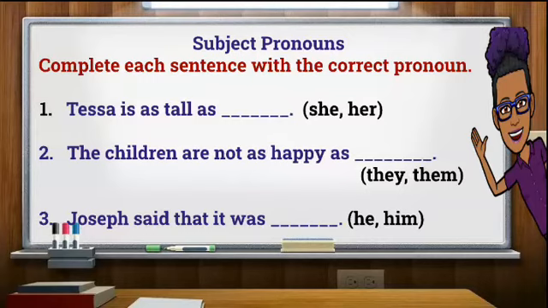So let's go back to our first sentence. Tessa is as tall as, we have that word as, and we have she. So as tall as, some people may say she is. The children are not as happy as they, or we have the children are not as happy as they are. Number 3, Joseph said that it was, we have he. We want to add our ending. Joseph said that it was he who did it, and so on.